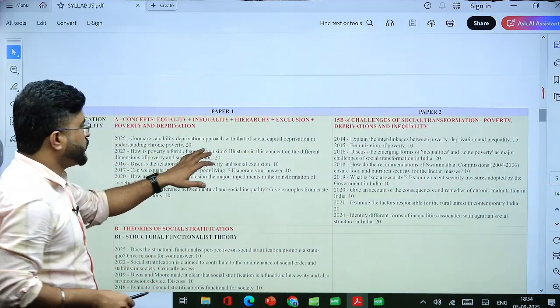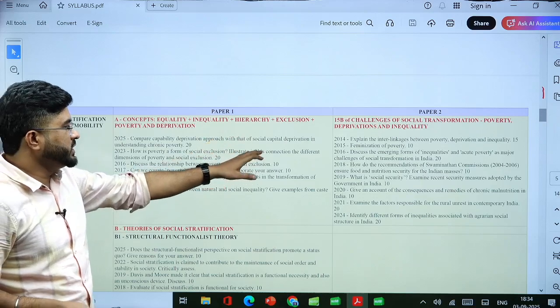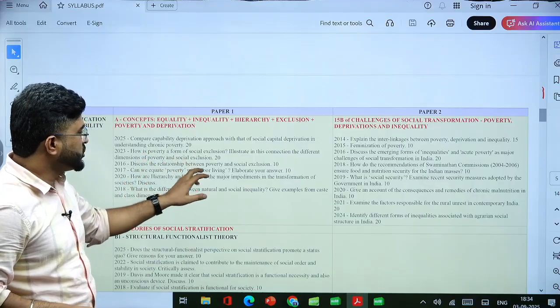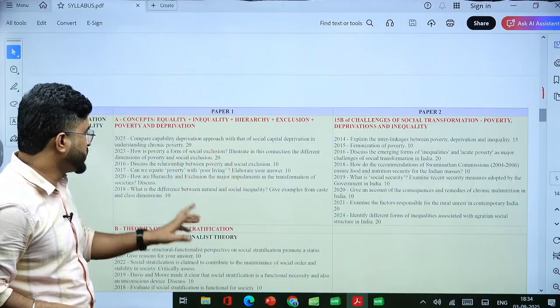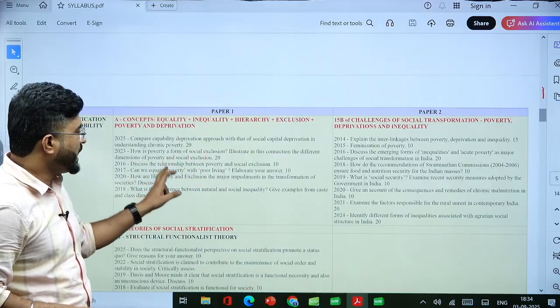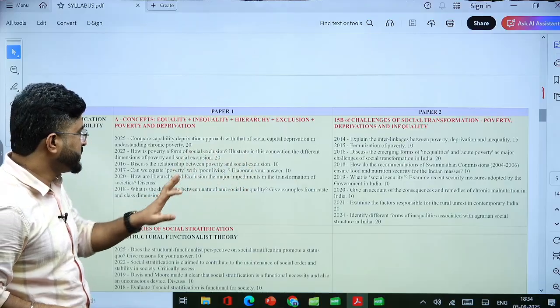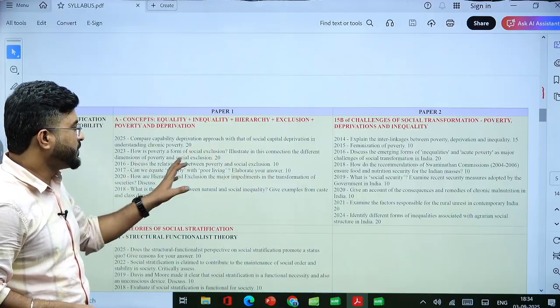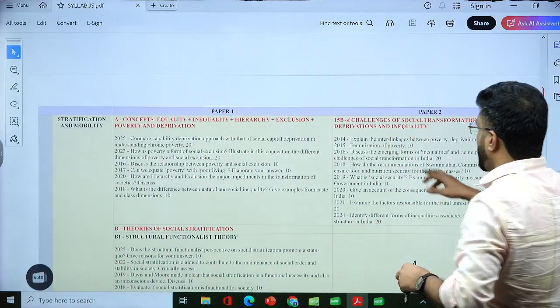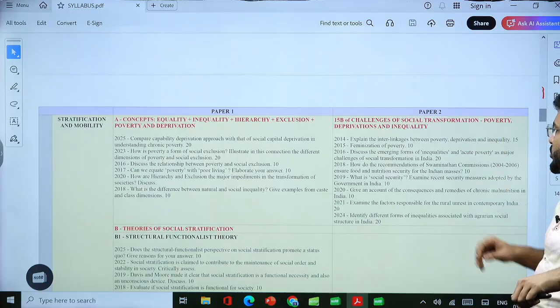How is poverty a form of social exclusion? Illustrate in this connection the different dimensions of poverty and social exclusion. Discuss the relationship between poverty and social exclusion. Can we equate poverty with poor living? How are hierarchy and exclusion major impediments in the transformation of societies? What is the difference between natural and social inequality? Then come here in paper 2: emerging forms of inequalities and acute poverty.